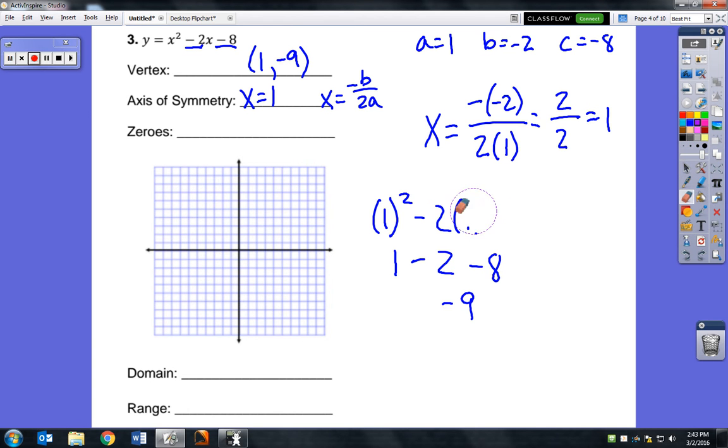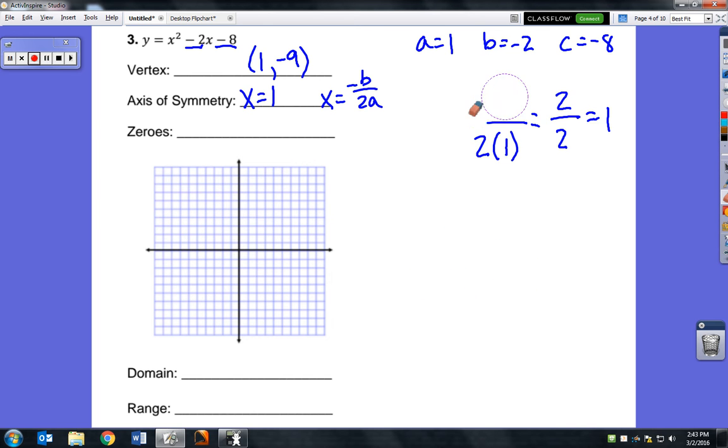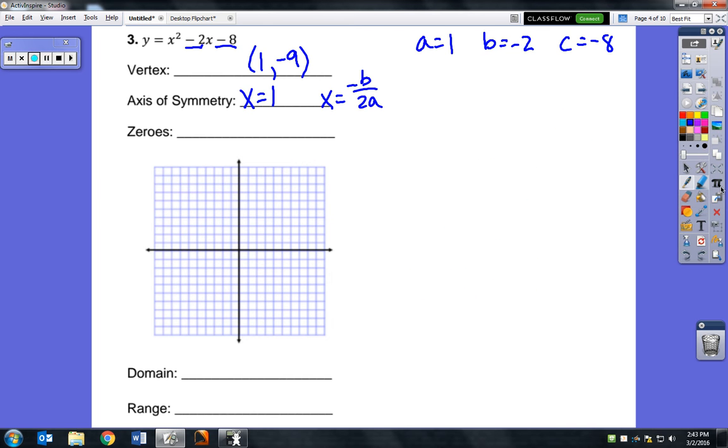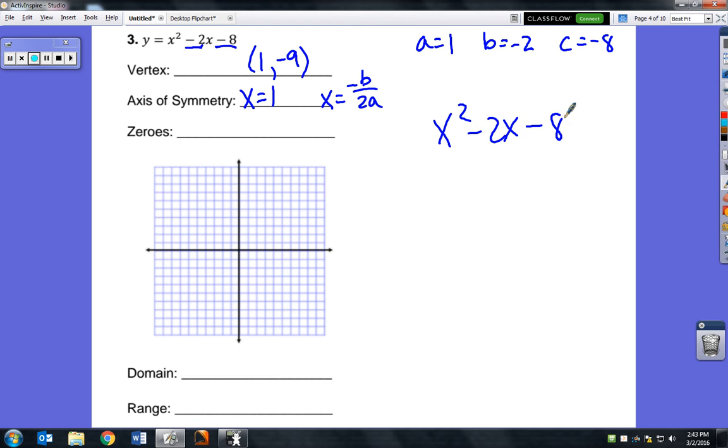So I'm going to look at factoring x squared minus 2x minus 8. Remember that with factoring, we are using the box method, and we're working our way from the inside to the outside. So this function is going on the inside of our box. The x squared is going to go in the top left. The negative 8 is going to go on the bottom right.